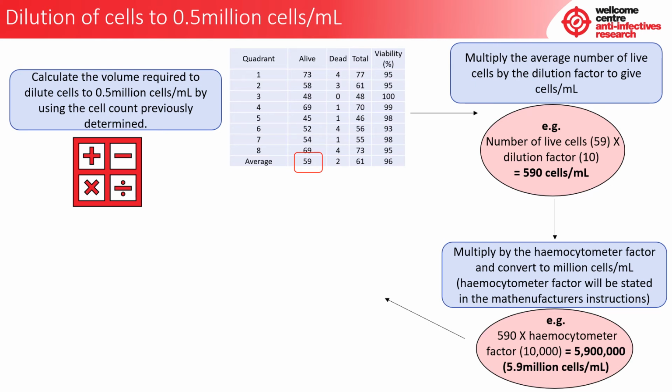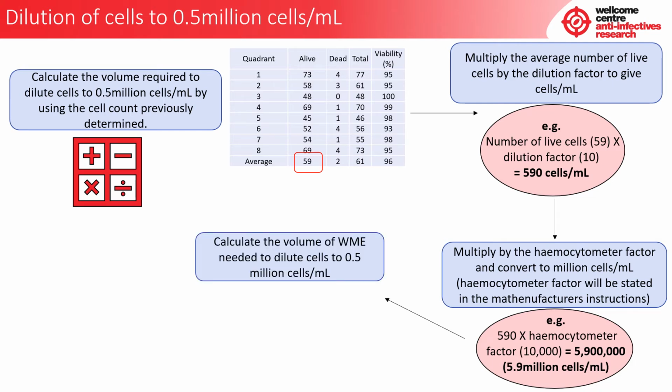Multiply by the hemocytometer factor and convert to million cells per ml. The hemocytometer factor will be stated in the manufacturer's instructions. For example, 590 times the hemocytometer factor, which in this case is 10,000. This therefore gives 5.9 million cells per ml.